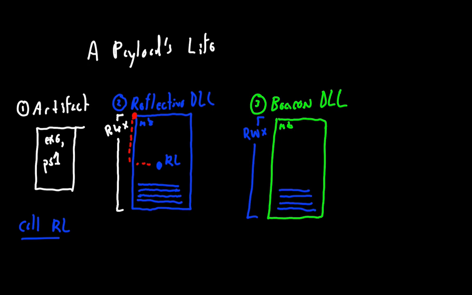And when the reflective loader is done, it calls a function within our Beacon DLL called the entry point. And it calls it by just jumping to it directly. So it just calls that entry point. It's not going to create a new thread to do this. And at this point, our Beacon DLL is now running in memory.